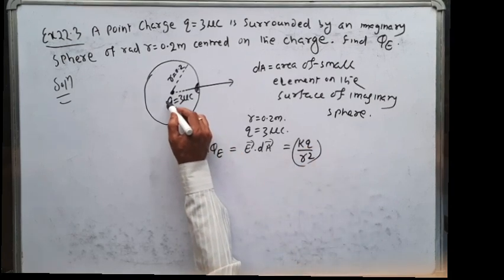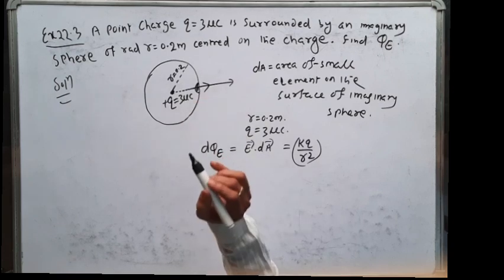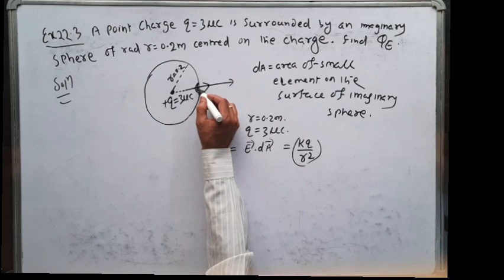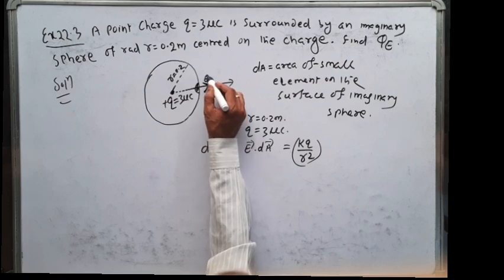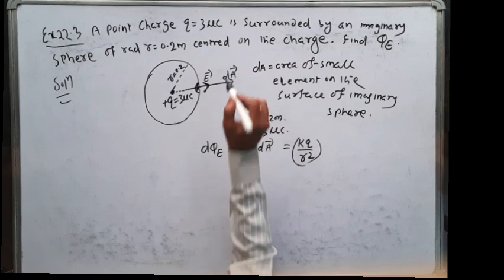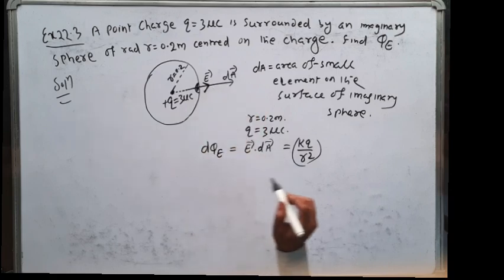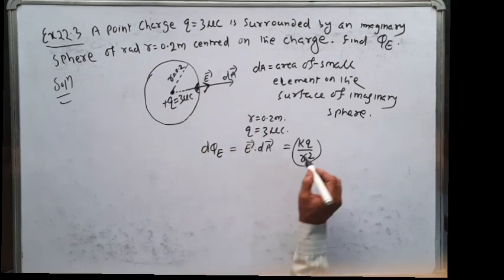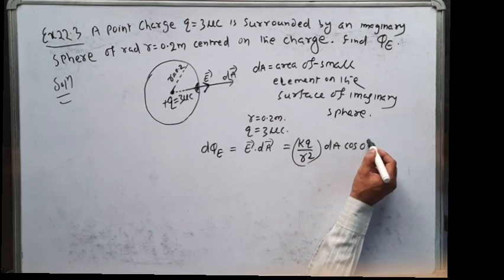And since it is a positive charge, the electric field intensity at this point is always away from the positive charge. If you keep a plus 1 charge here, this plus 3 microcoulomb will repel this plus 1 along this direction. So this is the direction of the electric field intensity at this point. And this is the direction of the area vector also. So what is the angle between the electric field and the area vector? 0 degree. So I can write E dot dA is equal to E into dA into cos theta, theta equal to 0 degree.